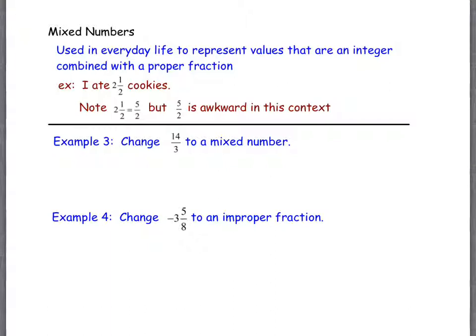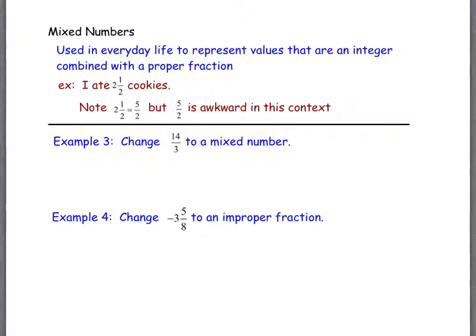So now we're going to talk about some mixed numbers. Mixed numbers are used in everyday life, and represent values that are an integer combined with a proper fraction. Proper fraction simply means that the numerator is smaller than the denominator. And if the numerator is bigger, we call it an improper fraction. Yeah, so proper and improper. So for example, I ate 2½ cookies. 2½ is equivalent to 5 halves, but it would be very awkward to say I ate 5 halves cookies.